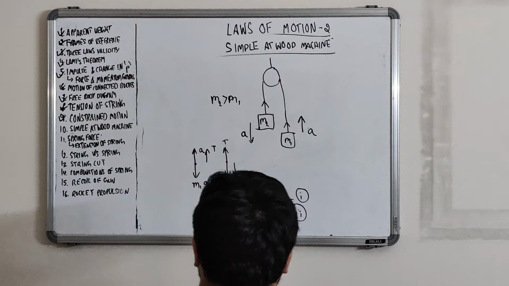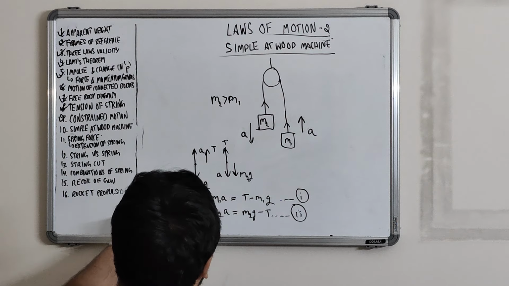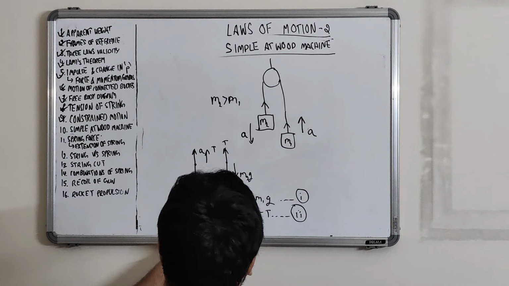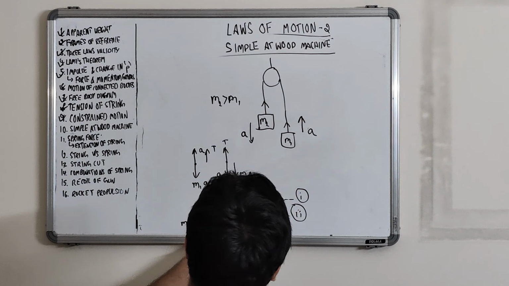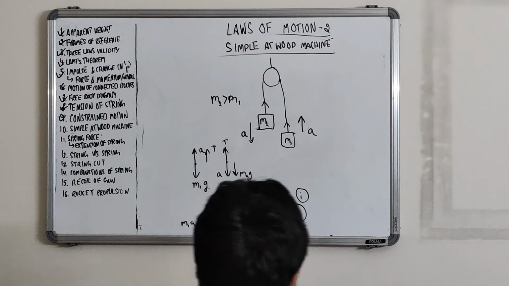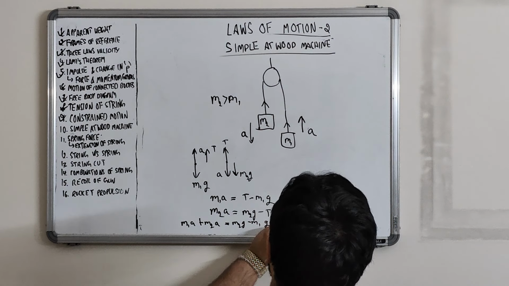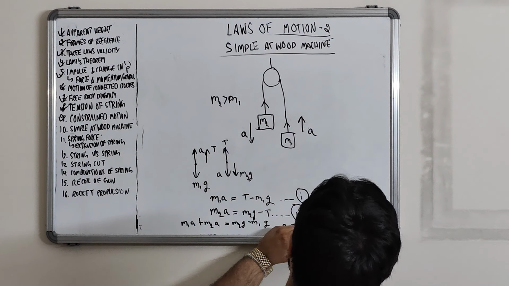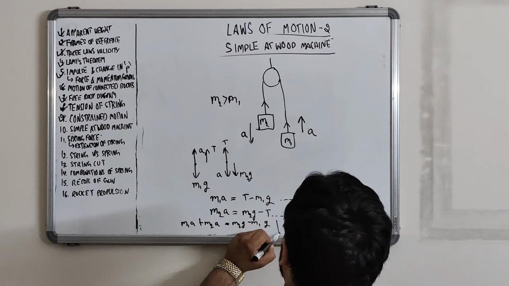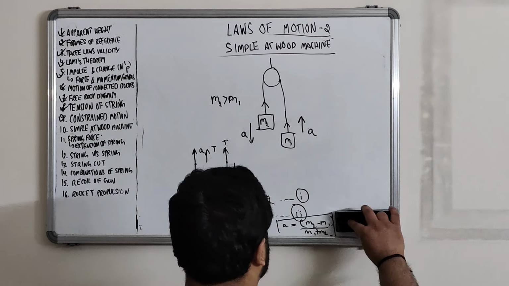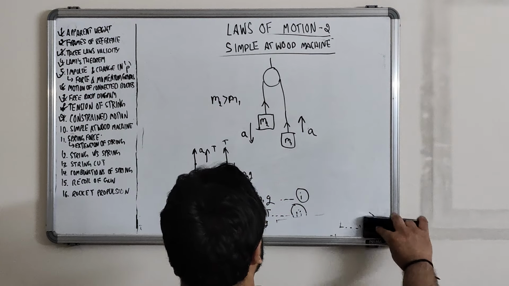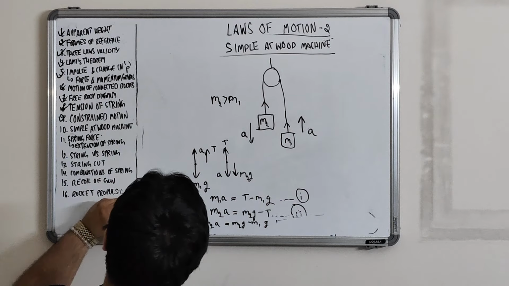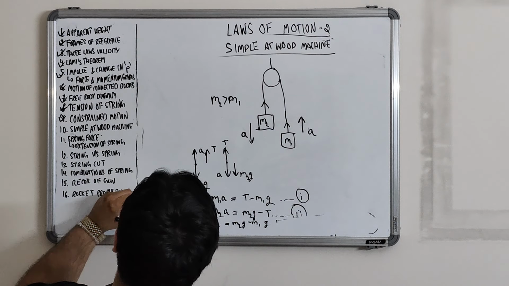Now you add these. If you add this, you get M1A plus M2A is equal to M2G minus M1G. So we get acceleration M2 minus M1 upon M1 plus M2. This is equation number 3. So you get A is equal to M2 minus M1 upon M1 plus M2 into G, right?